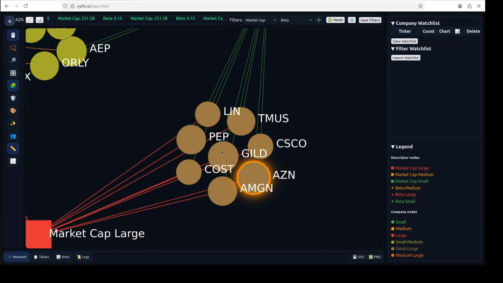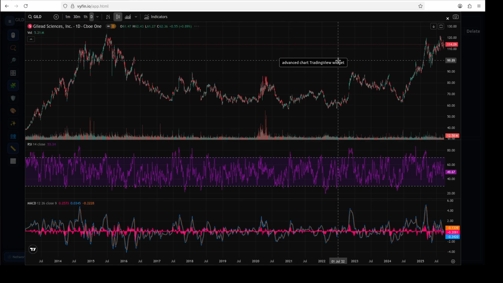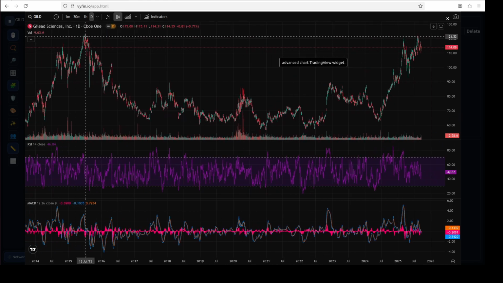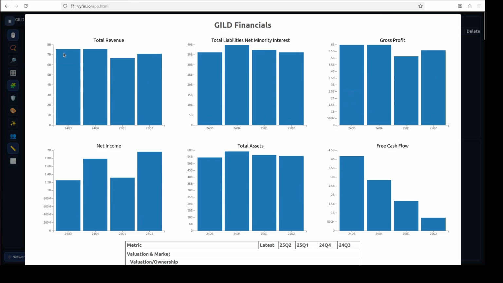Let's take a look at their charts. Looks like it challenged its high back in July of 23, and it's forming a pretty bearish bear flag all the way up. Something to watch out for. Let's take a look at the financials. Revenue's down slightly. Free cash flow has been sinking, so that's a little concerning.